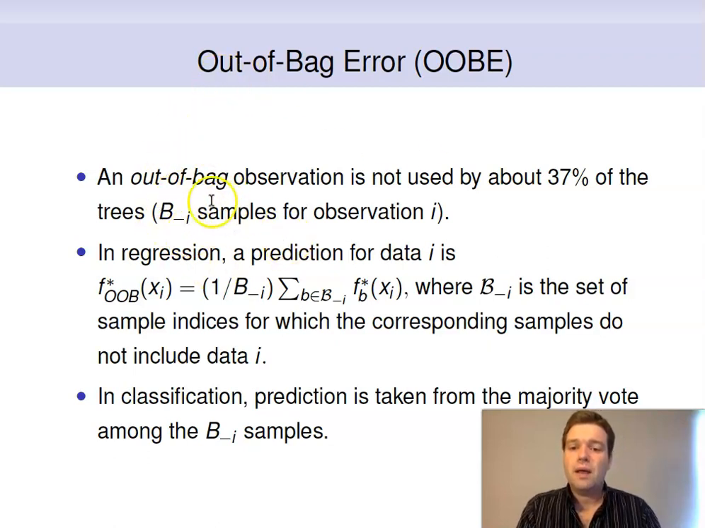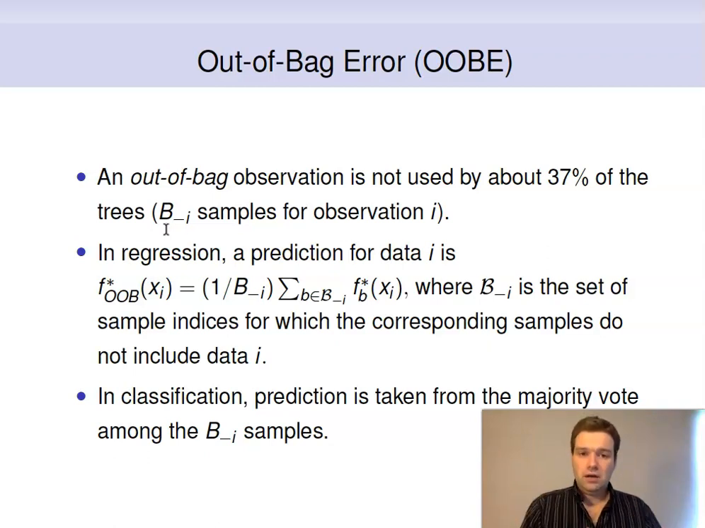We are going to say that there are B minus i bootstrap samples where the data point i does not appear, and B minus i is about 37% of B. This observation i is named an out-of-bag observation for these B minus i samples, where the data point i is not included. That means the trees constructed for these B minus i samples do not use the data point i. Therefore, the data point i can be used to evaluate the quality, the predictive ability, of these B minus i trees.